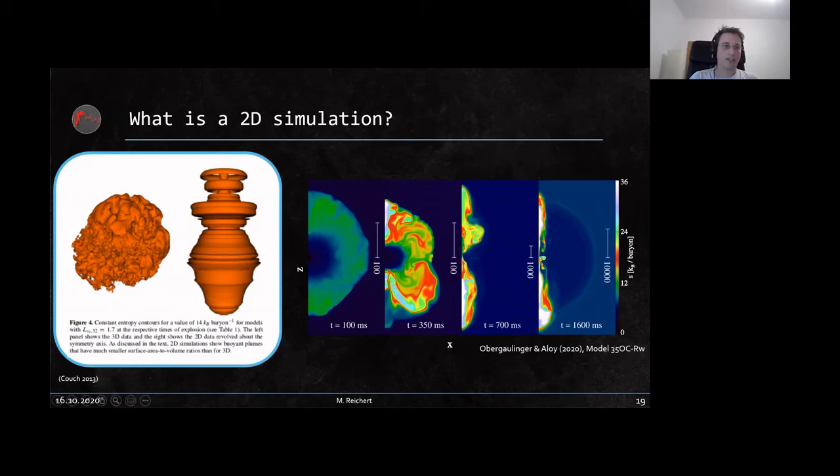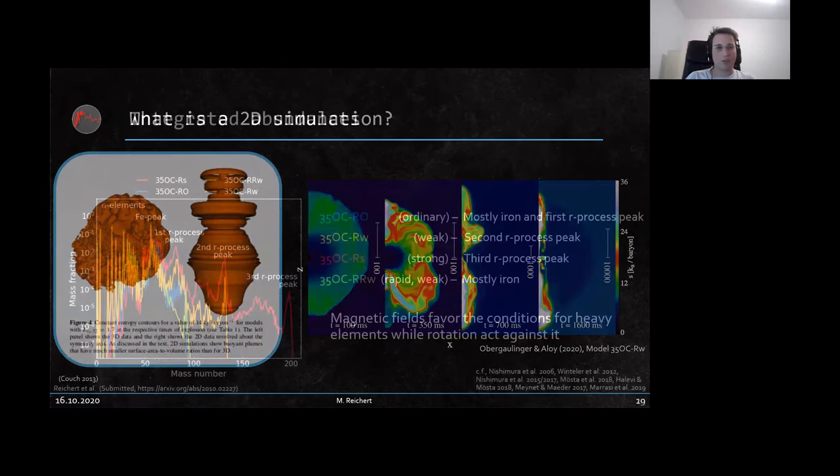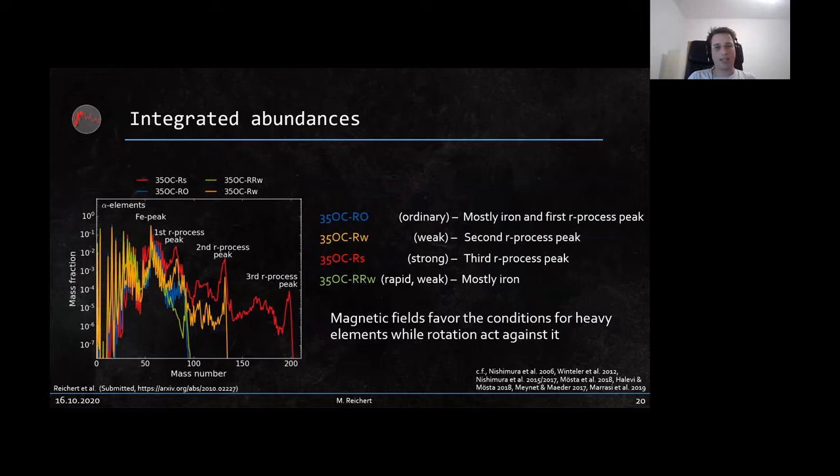So let's talk about the models that we analyzed. We had four models where the magnetic field was artificially varied. The first model was the RO model, where the O stands for ordinary, which simply means that the magnetic field was taken from the progenitor. Then we have a weakened magnetic field indicated by the W, and we have a stronger magnetic field and one model with an enhanced rotation rate.